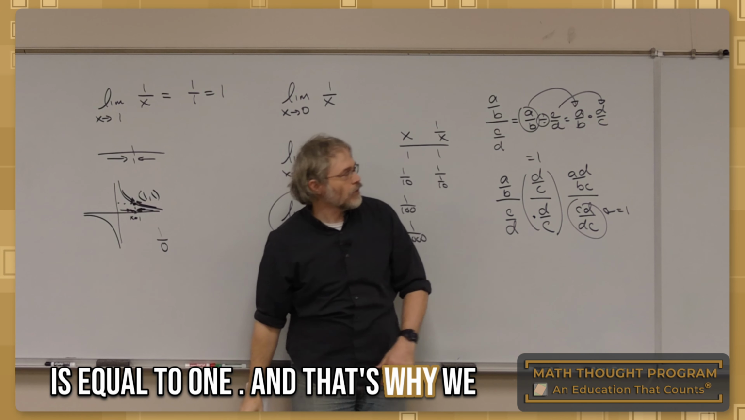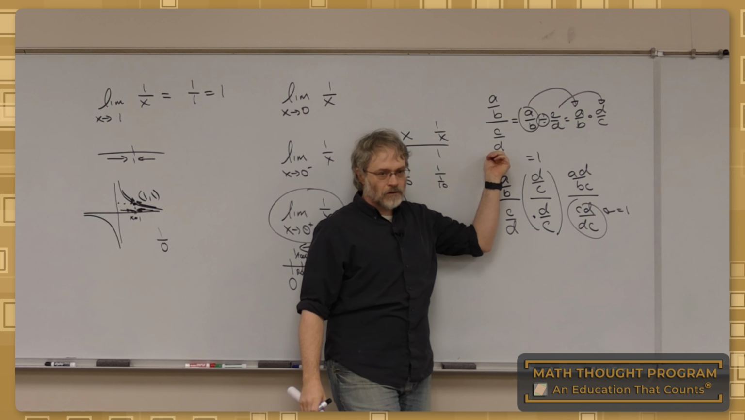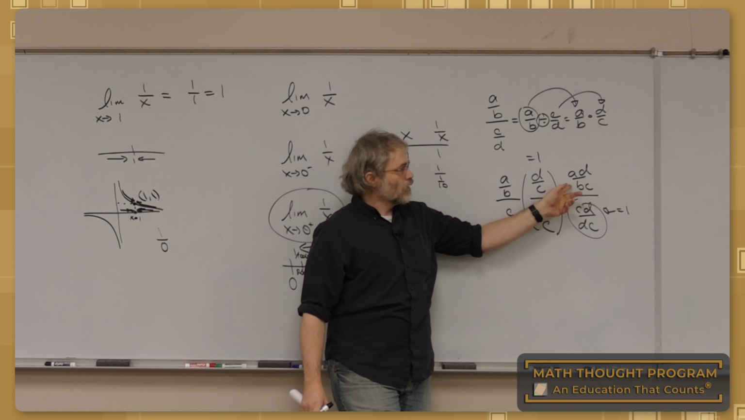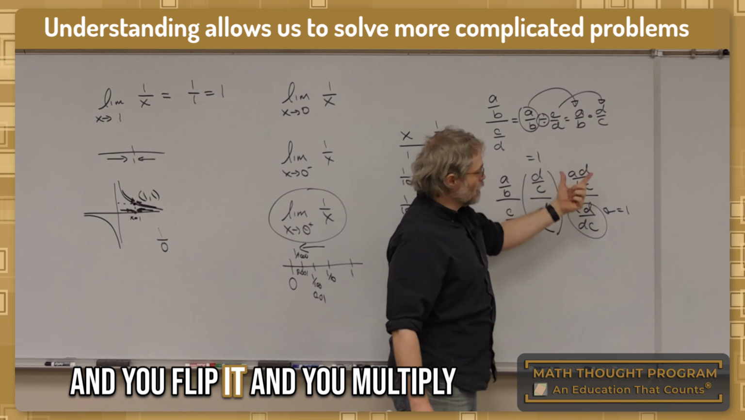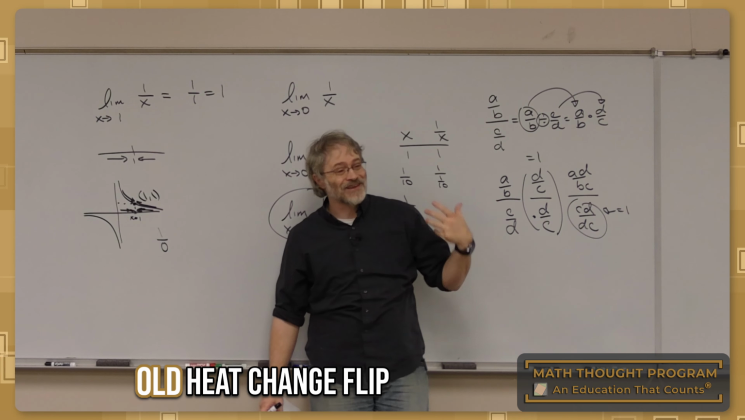And that's why when you look at a fraction divided by a fraction, you keep the first fraction in place, and you take what's down below, and you flip it, and you multiply through. Commonly known as a good old keep change flip.